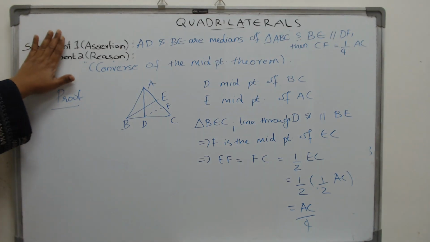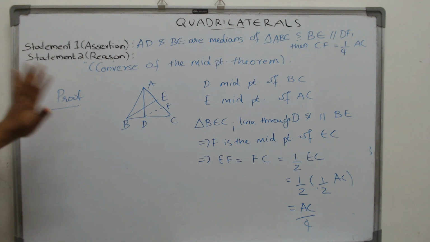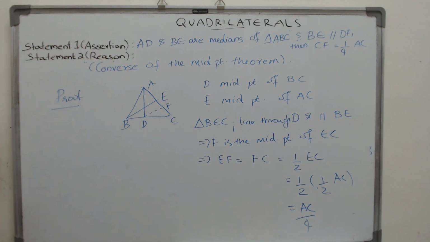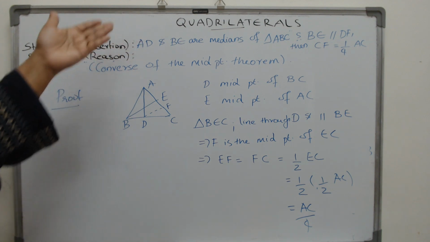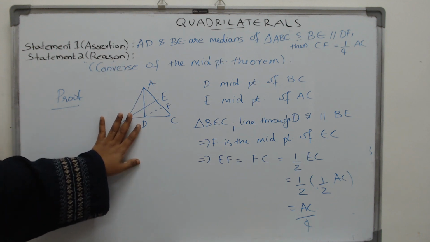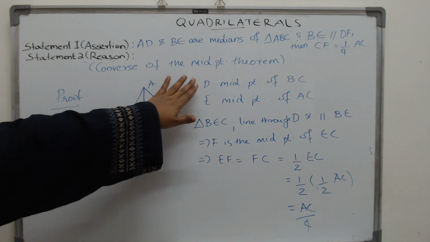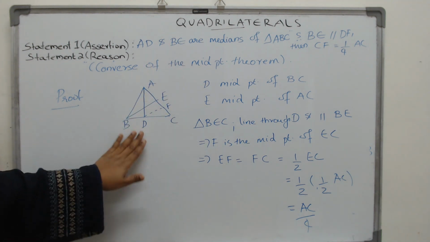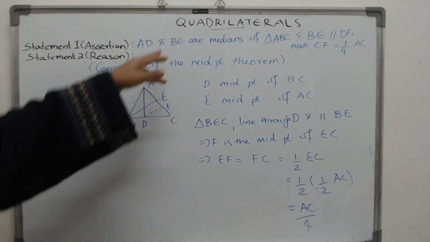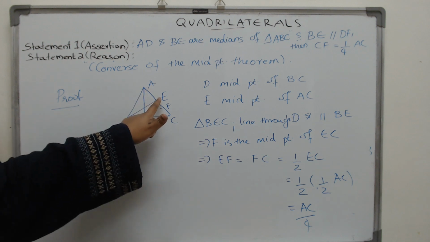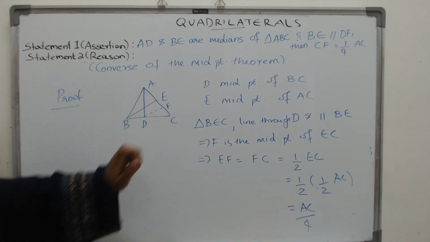Again, a similar question but slightly different. Here also the second statement was the converse of the midpoint theorem. Now you have to prove this result. What do you have? You have two medians. One median is AD. What does that mean? It meets at the midpoint of the opposite side. So D is the midpoint of BC. BE is also a median, which means the place where it meets is the midpoint of AC.